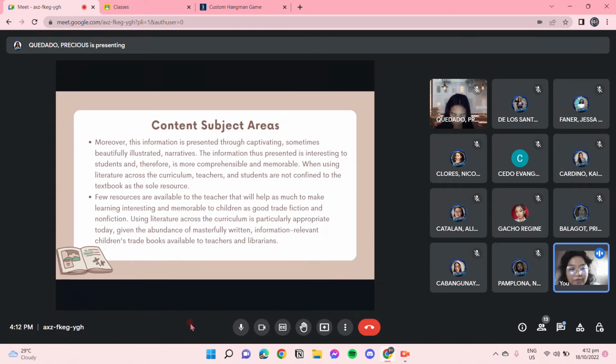Few resources are available to the teacher that will help as much to make learning interesting and memorable to children as good trade fiction and non-fiction. Using literature across the curriculum is particularly appropriate today given the abundance of masterfully written, information-relevant children's trade books available to teachers and librarians. Next slide.